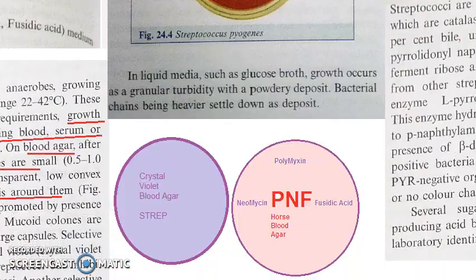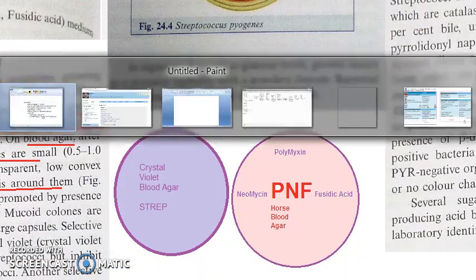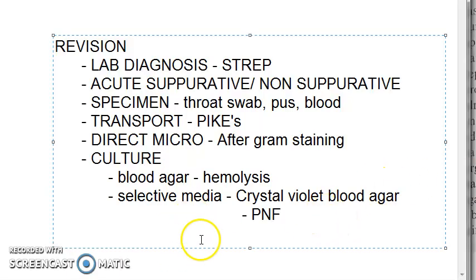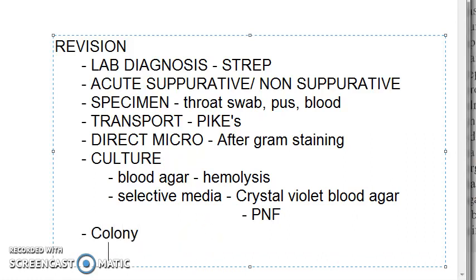Polymyxin, neomycin, fusidic acid, that's correct. Then we are coming to colony characters. Colony characters we saw already: wide zone of hemolysis, small colonies, low convex.